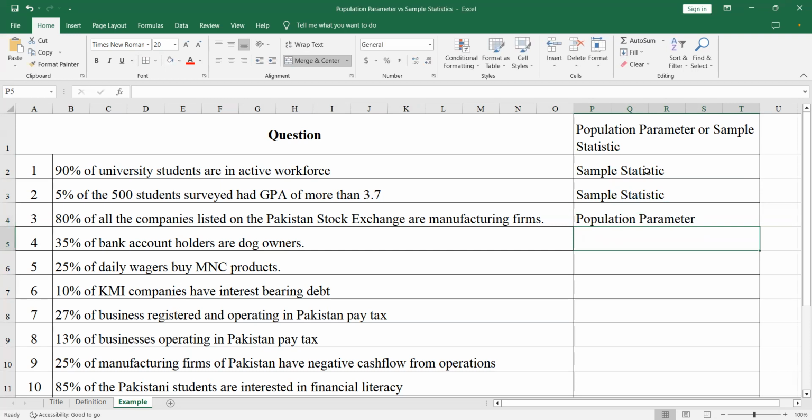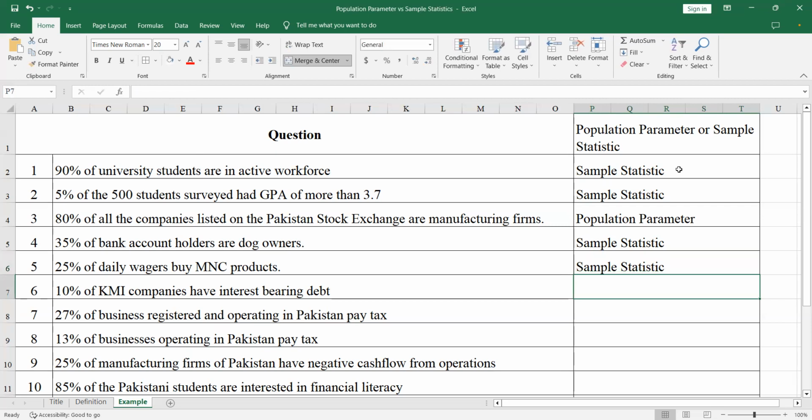35% of bank account holders are dog owners. Again, can you meet all account holders, bank account holders in your country, in your city? No. So, a sample statistic. 25% of daily wagers buy MNC products. Can you find, meet, and question all the daily wagers? No. So you would have to work through a sample to get this 25%. Thus, 25% is a sample statistic.